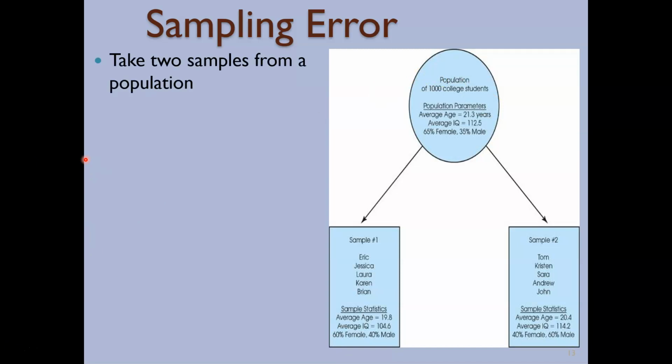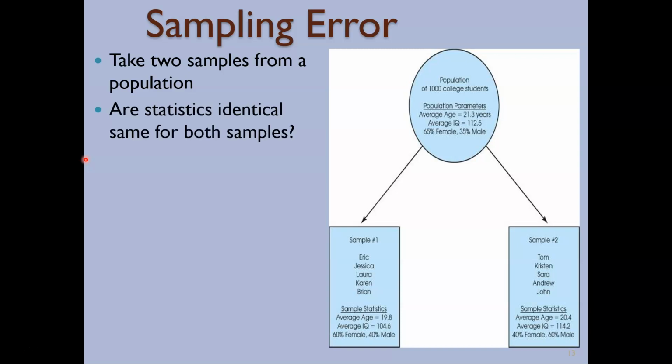So you take two samples from a particular population of 1,000 college students, right? And the parameters of that population: the average age is slightly over 21 years old, right? College kids. And the average IQ of those college kids is about 112.5, and that population contains about 65% girls and about 35% males, right? You already have a female-biased college population, which is not surprising actually.